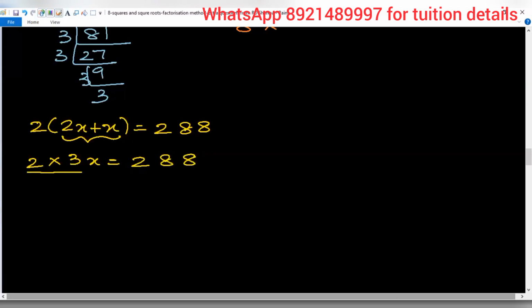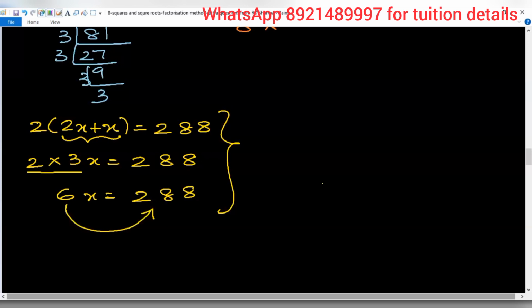2 into 3 is 6. So 6x is equal to 288. Now in order to get the value of x, we have to take that 6 to the other side. 6 is actually multiplied by x here. When it is taken to the right side, it will become division. Understood? So x is actually 288 divided by 6.